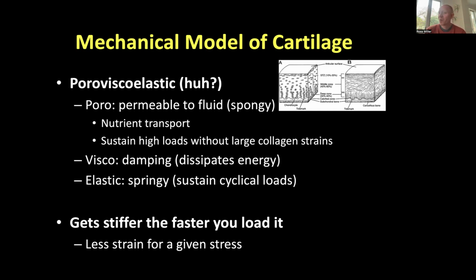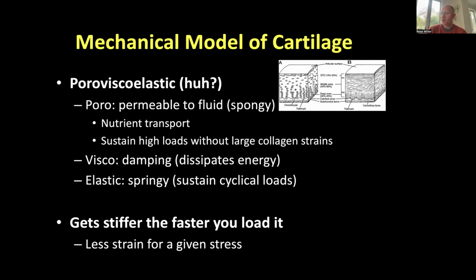Okay, so that's the poro part of poro-viscoelastic. How about the other two? Visco, that's a fancy word for damping or damped. And elastic, that's a fancy word for springy. Okay, and I introduce those together because they're kind of indelibly coupled to each other.